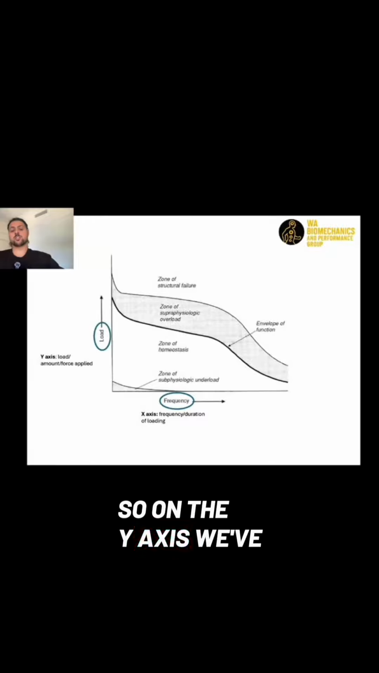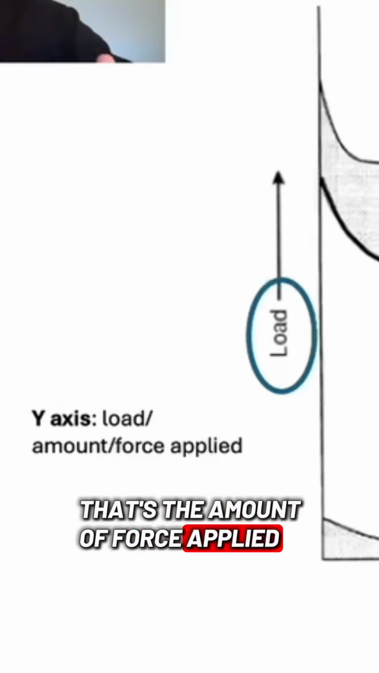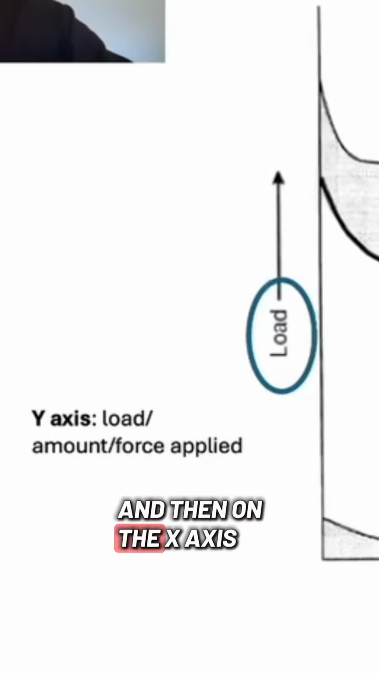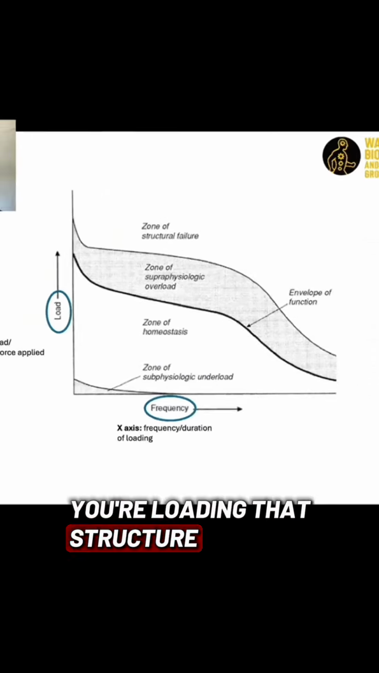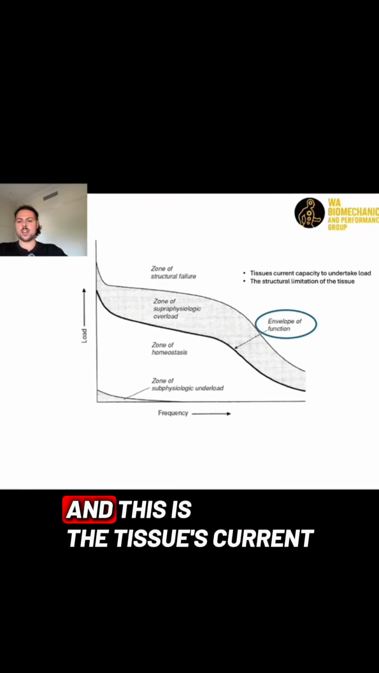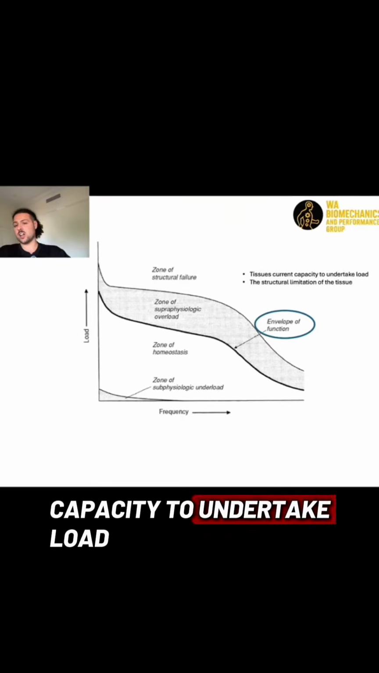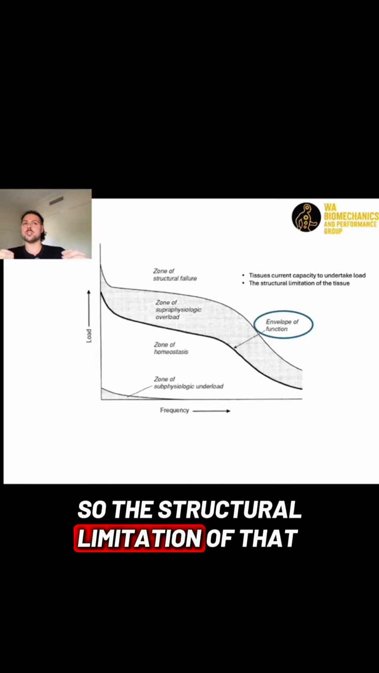So on the y-axis, we've got load. That's the amount of force applied to a structure. And then on the x-axis, we have frequency, which is the frequency or duration you're loading that structure. Then we have the envelope of function line, and this is the tissue's current capacity to undertake load. So the structural limitation of that tissue.